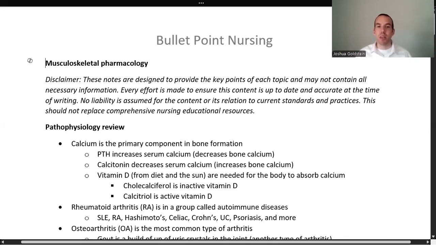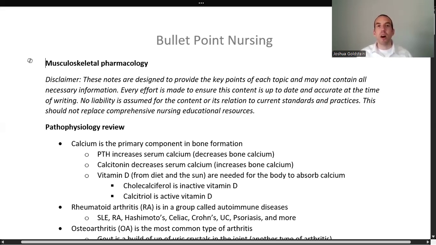Vitamin D can come from our diet and it can come from the sun. It is needed for the body to absorb calcium. Two terminologies: cholecalciferol is the inactive form of vitamin D, and calcitrol, not to be confused with calcitonin, calcitrol is a drug name for vitamin D.